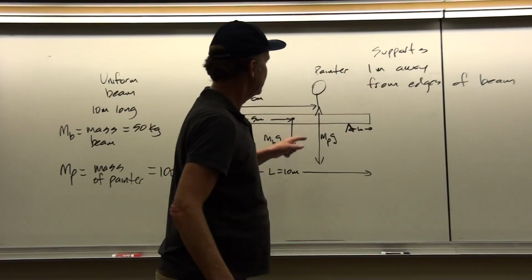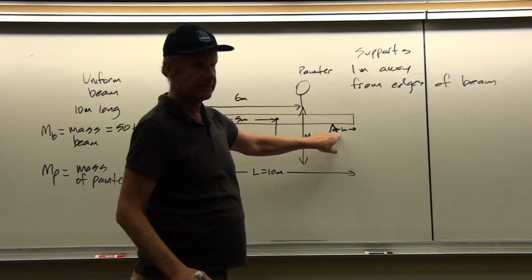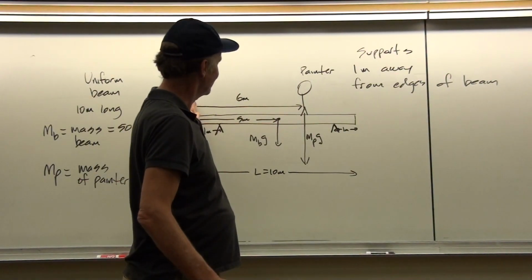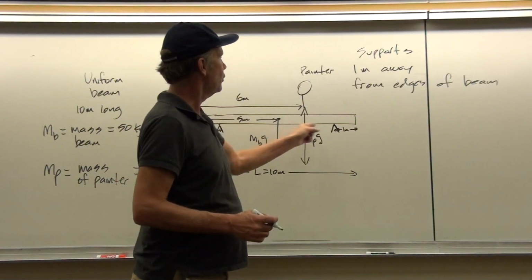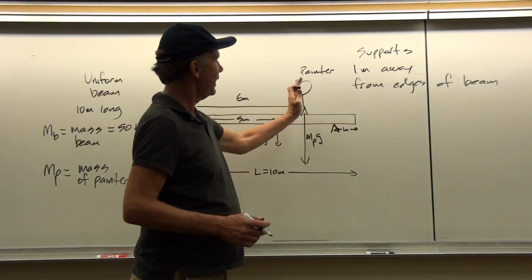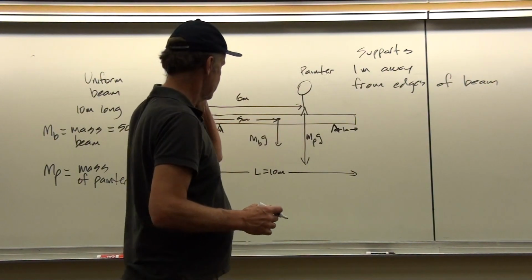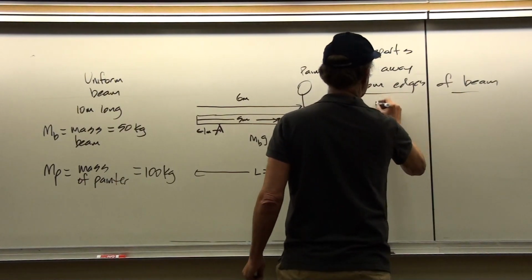And so let's say that this beam is supported at these 2 points, essentially the 1 meter position and the 9 meter position if we're measuring from the left-hand side of the beam, in order to support this beam so that a painter can paint the side of a building. And so the painter then, let's say, is located at the 6 meter position.